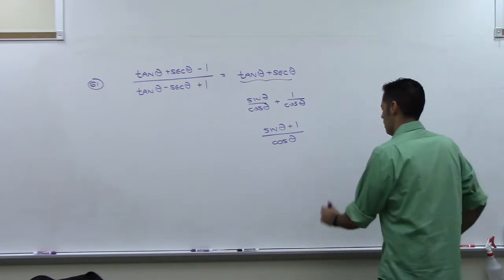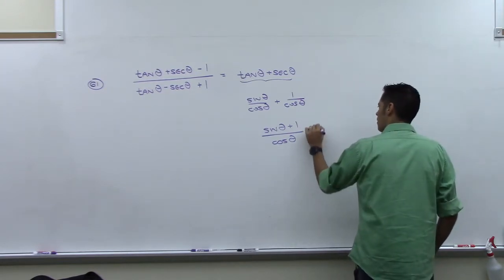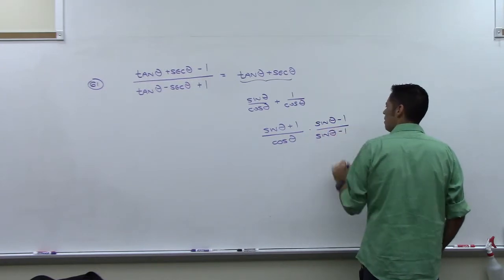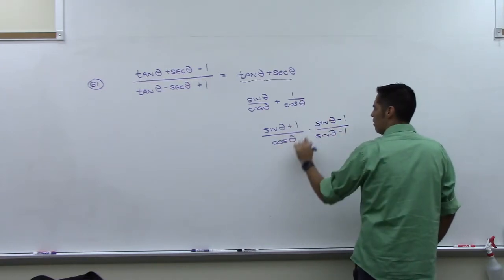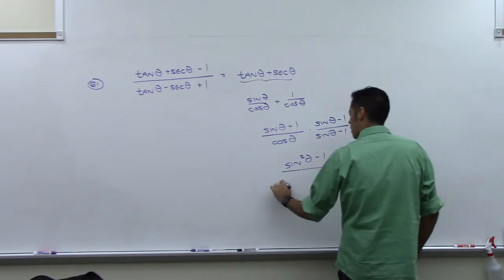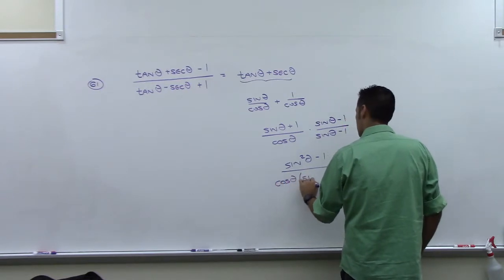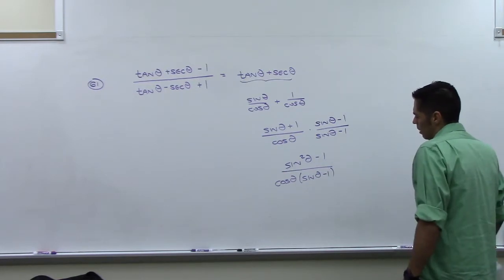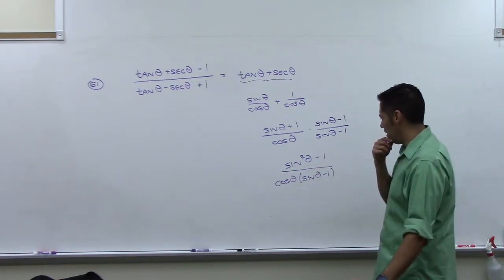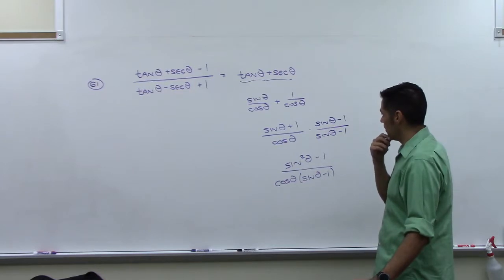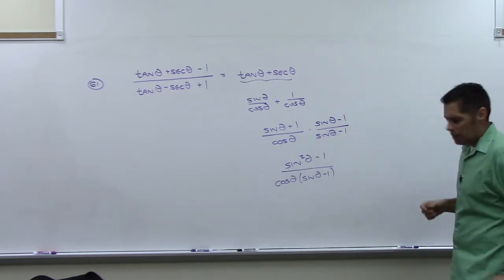Let me mess with this a little bit. What if I multiply this by 1, but I do sine theta minus 1 over sine theta minus 1? And when I do my foiling out up here, I'll get sine squared theta minus 1 over cosine theta times sine theta minus 1. I could rewrite sine squared with the Pythagorean identity. That's 1 minus cosine squared theta. Yeah, no. Okay.